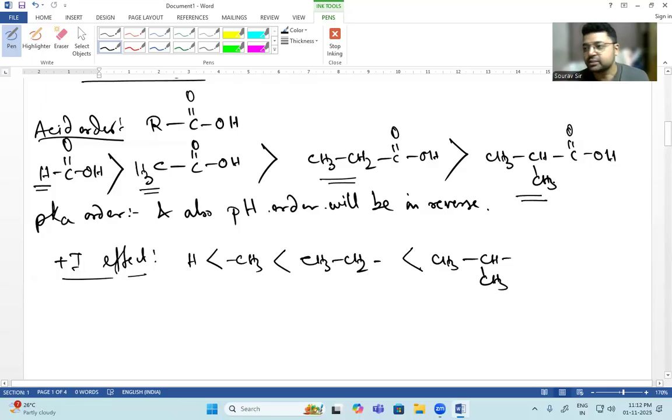As it has the highest plus I effect, what will it do? It will donate all the electrons towards this COOH group, making this COOH group electron rich. If it is more electron rich, then it will not have the tendency to take electrons from this oxygen. Here we have learned about the resonance also. Remember that if you have a structure like this, it will go like this. Understood? So when this need is over, the removal of this H plus will be less. So acidic nature will also be less.